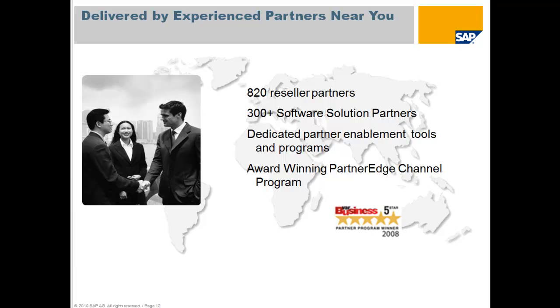On that point, our partner ecosystem is really critical. With SAP Business One, we only deliver the product through partners. Why do we do that? Because a SAP Business One partner can get to know your business far better than we can. SAP is certainly a large organization with more than 45,000 employees around the world.